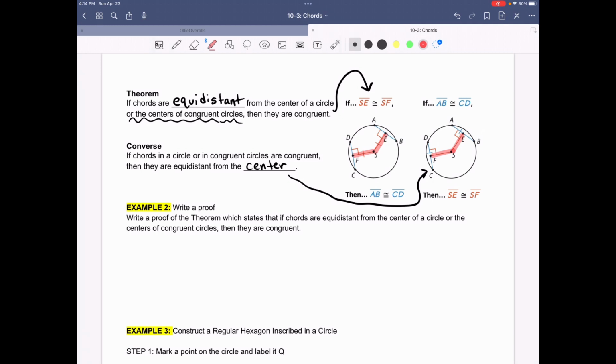Example 2, we're going to write a proof. Write a proof of the theorem which states that if chords are equidistant from the center of a circle or the centers of congruent circles, then they are congruent. All right, we're going to draw a circle. I'm going to cheat because I have the ability to draw a circle on my iPad perfectly. I'll give you compasses if you'd like. We have the center.